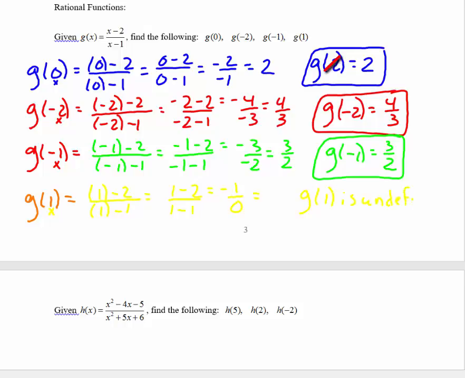You can have a 0 on top, that's fine, but you can never have a 0 on bottom because you don't have a foundation. So whenever you have a 0 in the denominator of a fraction, you know that that value is undefined there. So g of 1 is undefined. Not no solution. We're not trying to find a solution. We just wanted to evaluate g of 1.